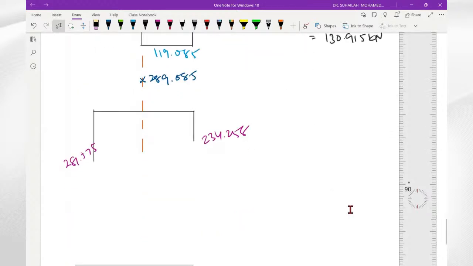And we minus by the other rectangular area. We minus 234.258 times 4. 289.085 minus 119.085 times 4.